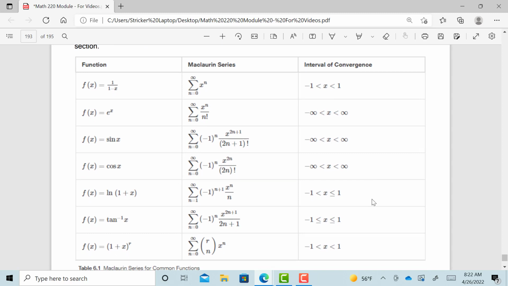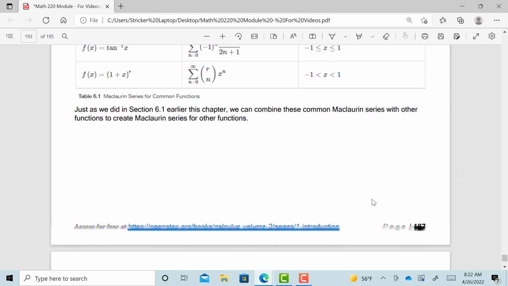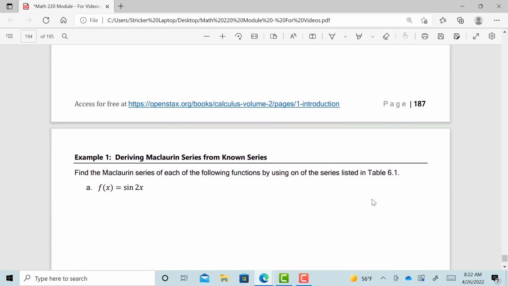We can take some common series like this, and we can use that information to come up with similar related functions. It works out much the same way as when we were working in sections 6.1 and 6.2, using the geometric series to come up with series for other functions. So let's go ahead and take a look at some examples.